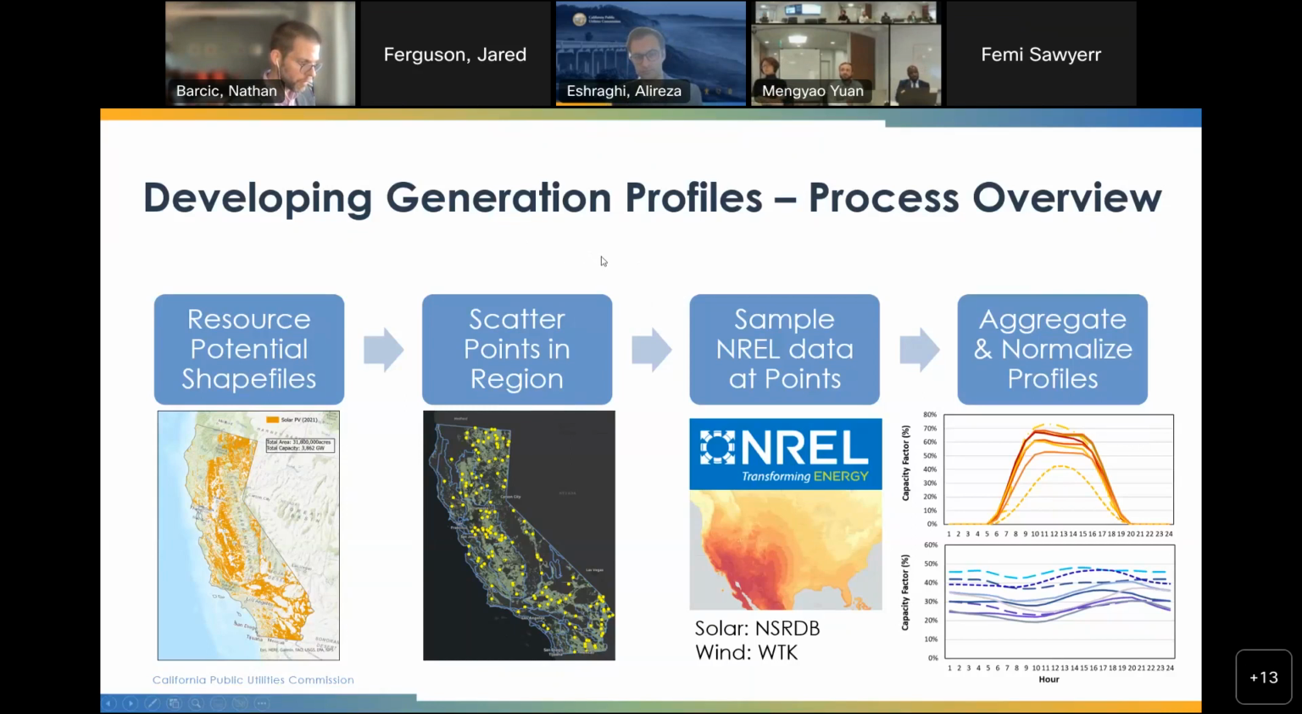Those aggregations, and the way in which we select those ultimate regions, are informed by the transmission constraints as well as the different regions in which we would be considering different resources. That was covered by Femi in the previous section. So this is the overall process. Again, start with the shapefiles, scatter points in the regions for existing and new considerations, sample via the NREL tools to get the profiles, and then aggregate and normalize. So we can move on to the next slide.